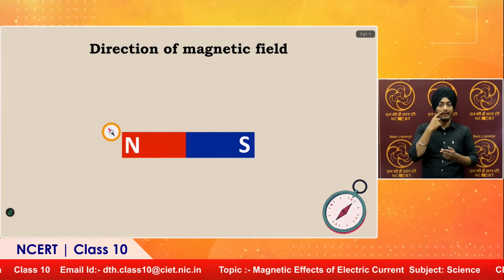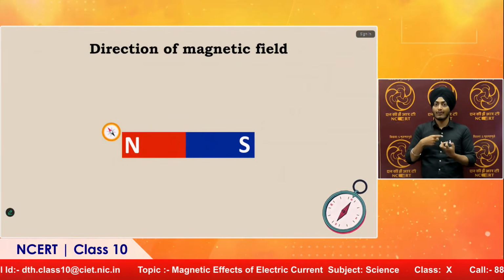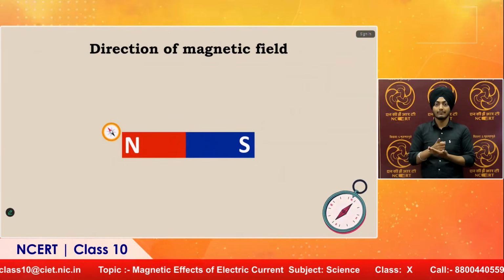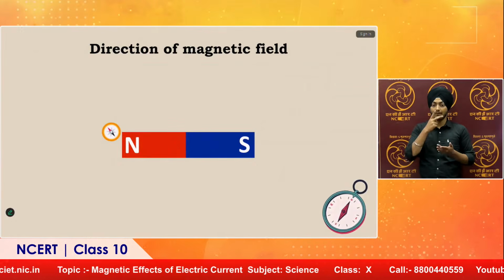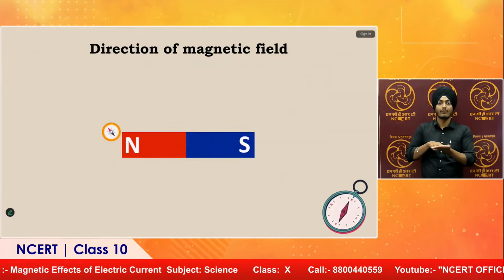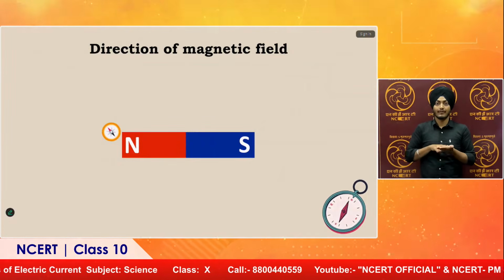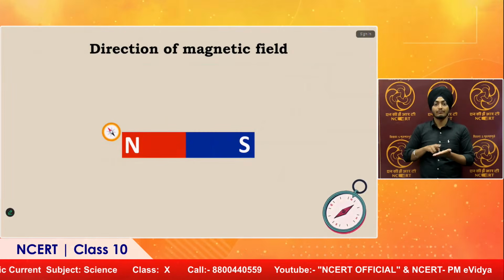one device called a compass box. A compass box is a small magnet with a North Pole and South Pole. If you keep a compass box near the North Pole, it attracts the South Pole of that needle and it repels the North Pole.